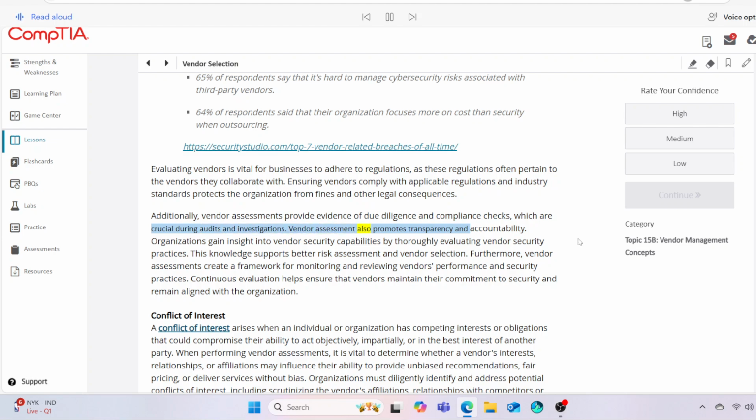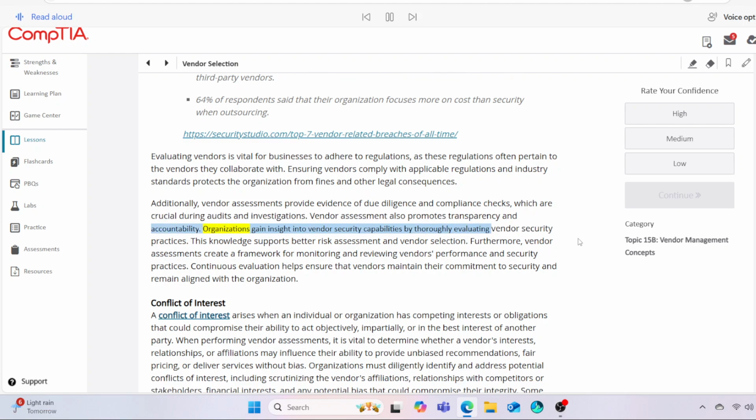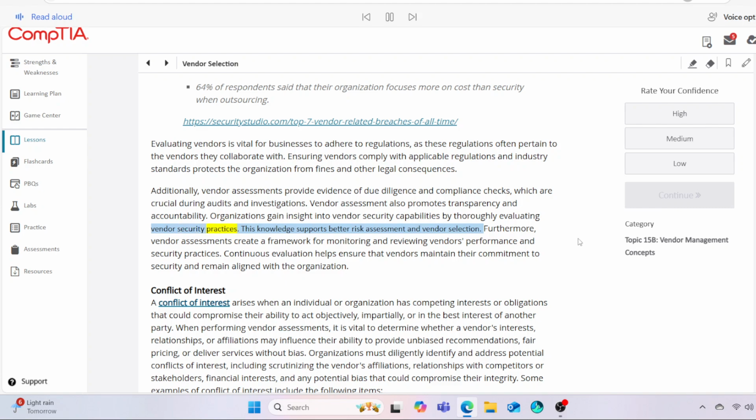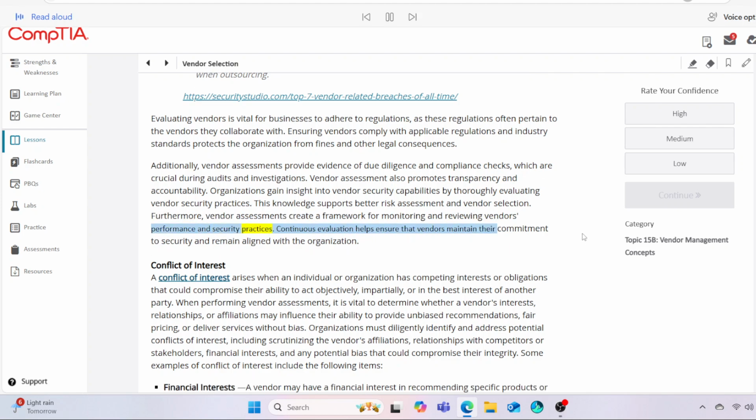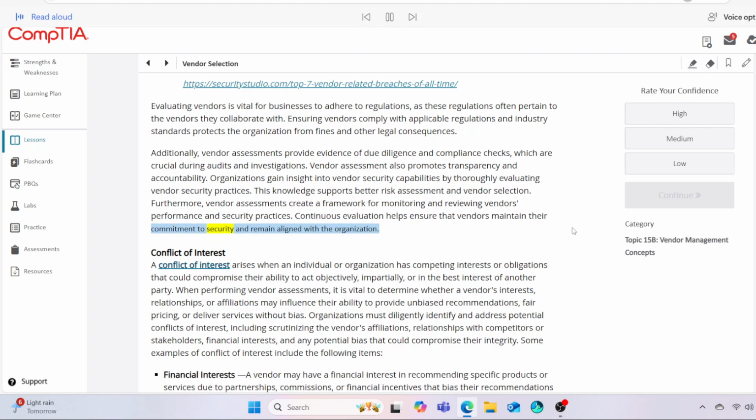Vendor assessment also promotes transparency and accountability. Organizations gain insight into vendor security capabilities by thoroughly evaluating vendor security practices. This knowledge supports better risk assessment and vendor selection. Furthermore, vendor assessments create a framework for monitoring and reviewing vendors' performance and security practices. Continuous evaluation helps ensure that vendors maintain their commitment to security and remain aligned with the organization.